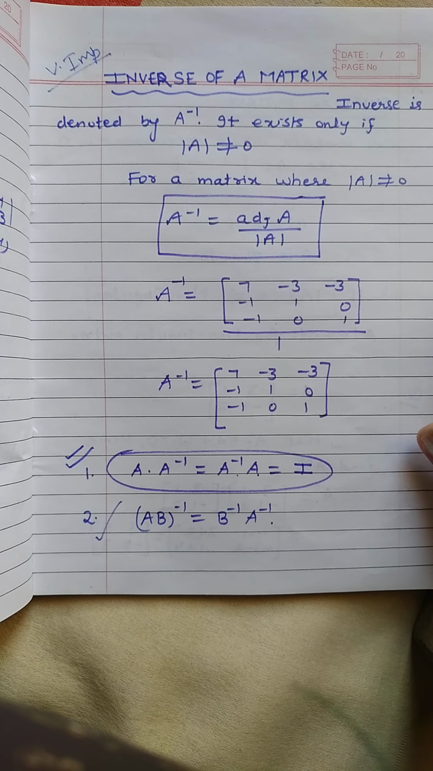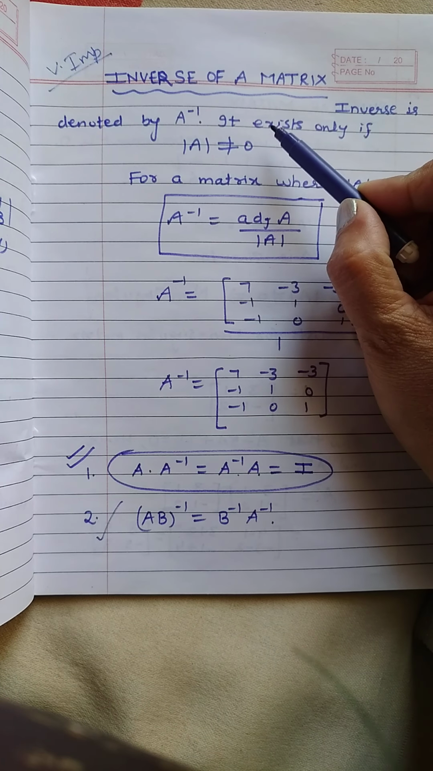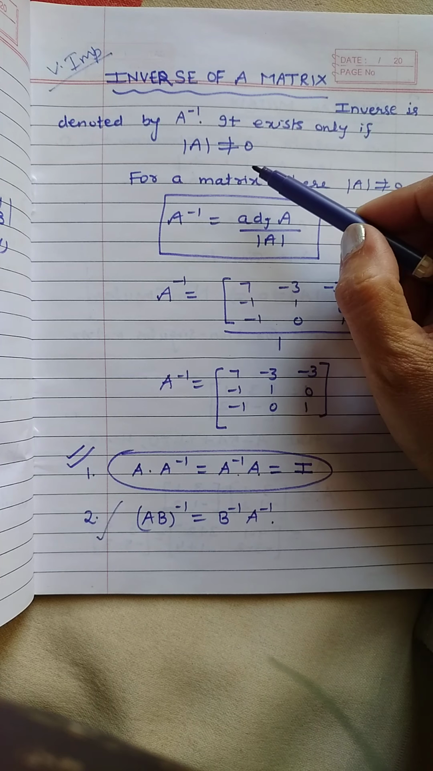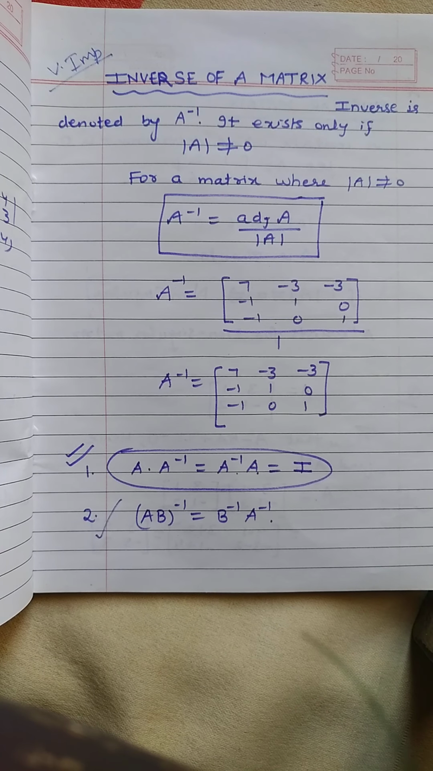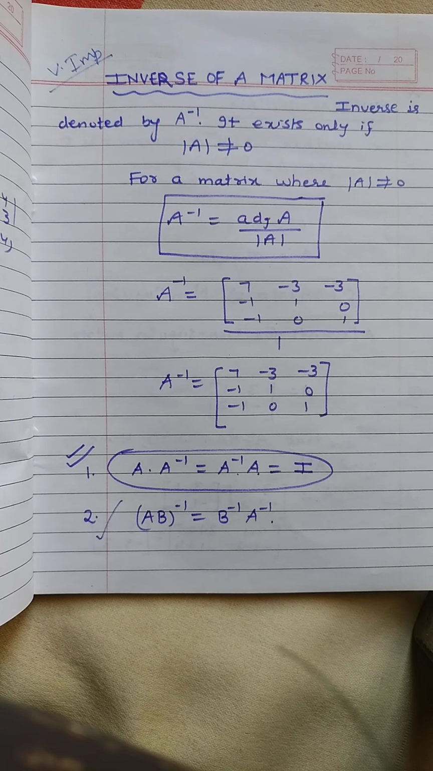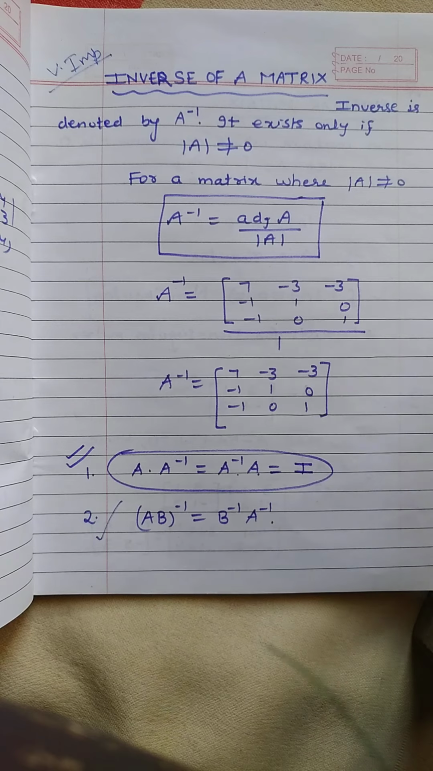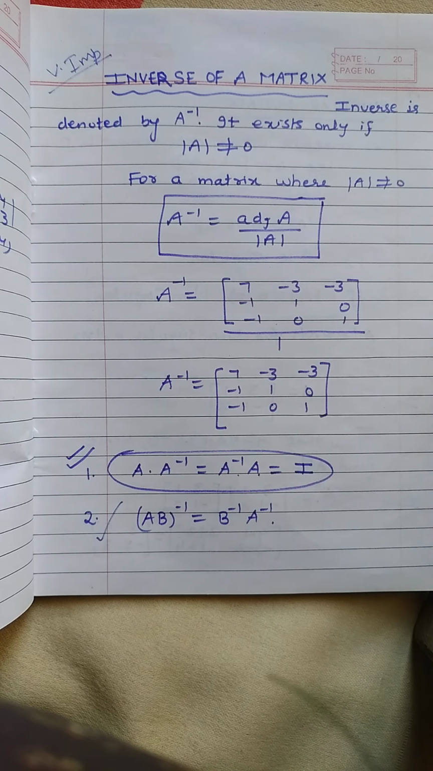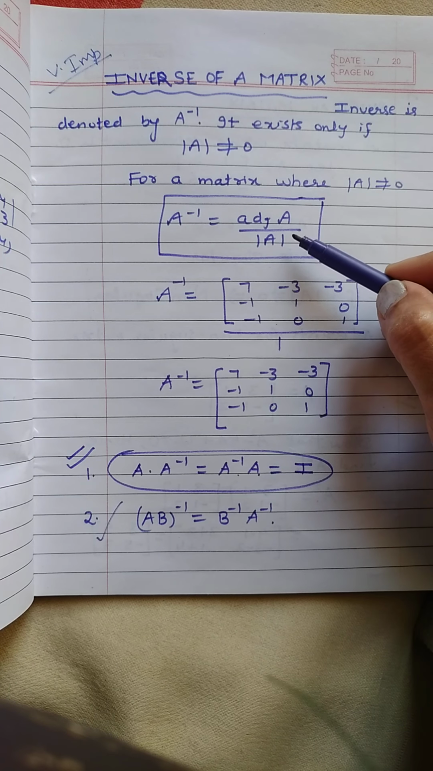What is the inverse of a matrix? See, inverse is denoted by A inverse. This you people know. But it exists only if determinant A is non-zero. Suppose there is a matrix A and we are interested in finding its inverse. Then firstly we will check the value of determinant A. If the determinant A is 0, its inverse will not exist. But if the determinant A is non-zero, then its inverse exists, and in that case, A inverse is adjoint A by determinant A. Means we will divide adjoint A by determinant A.